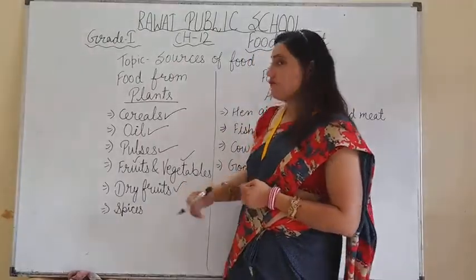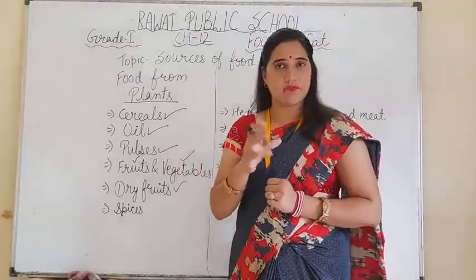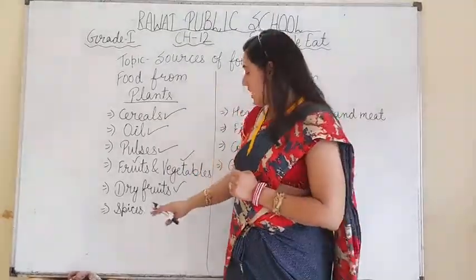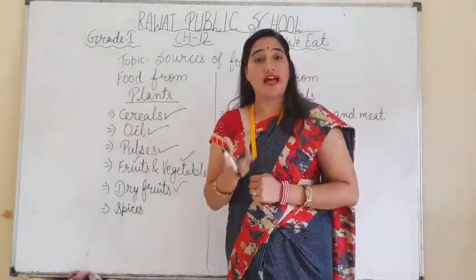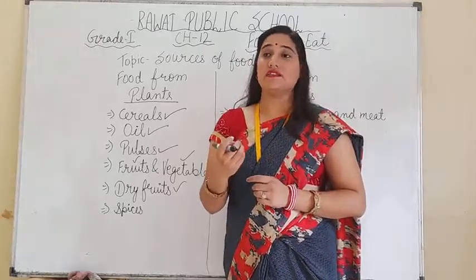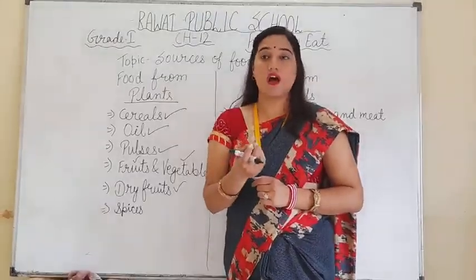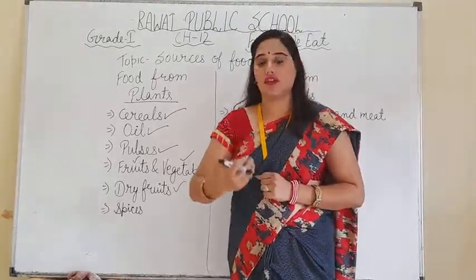Next we have dry fruits. Dry fruits are actually the nuts of the fruit. Okay? We can just make them dry and then we have it. The dry fruits are cashews, almonds, raisins, pistachios, yani pista. All these kinds are called dry fruits.